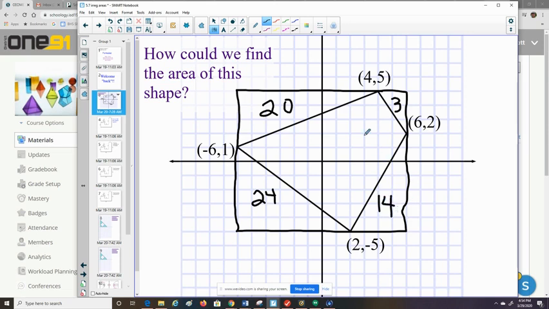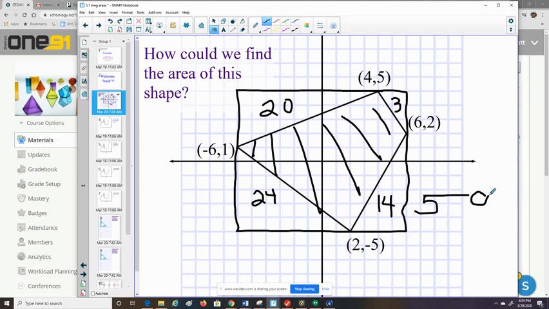And so to find the area of the irregular shape that we started off with, we could take the 120, the area of the whole rectangle, and then take away 20, take away 24, 14, and 3. I'm just going to pull out my calculator here so I can do that. 120 minus 20 minus 3 minus 14 minus 24. And I got a total combined area for the shape that we're looking at. I got 59 square units.